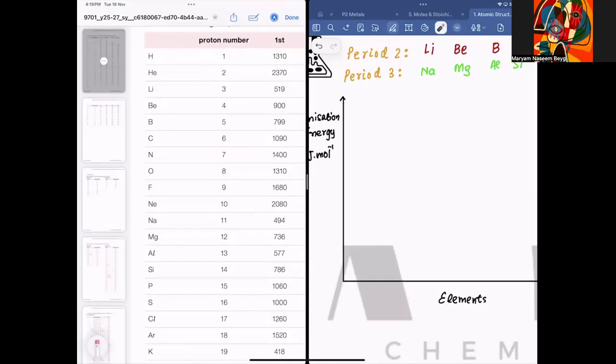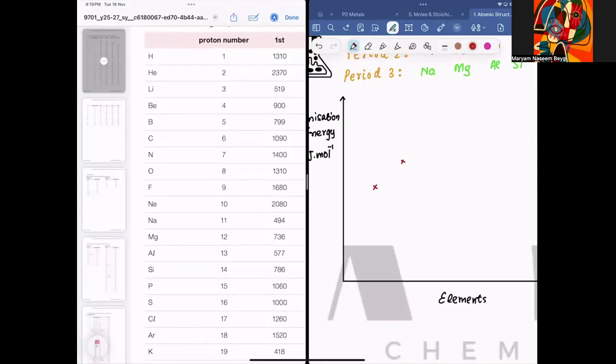519. Okay, let's assume that this is over here. I'm just plotting it over here. Then the next element is beryllium. What is its ionization energy? 900. Right? So it is almost going to be, let's suppose it is over here.